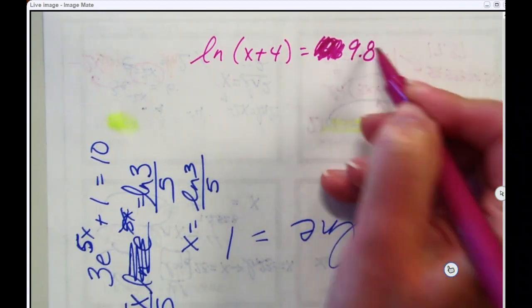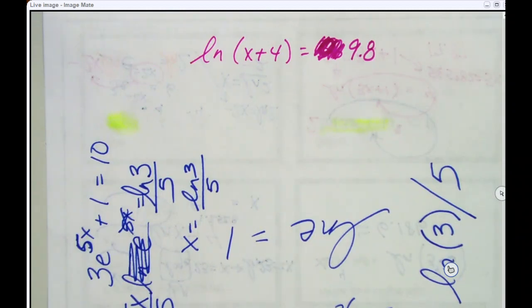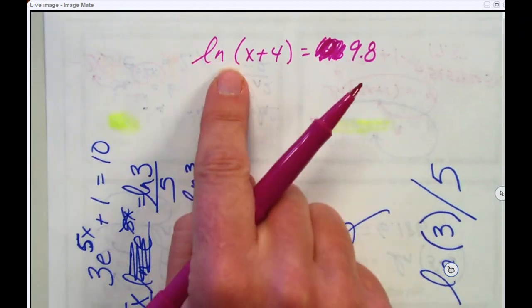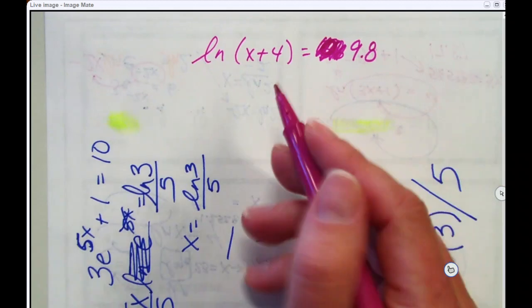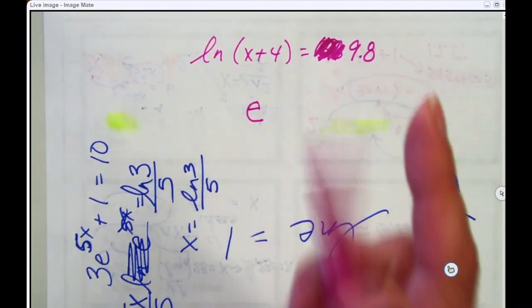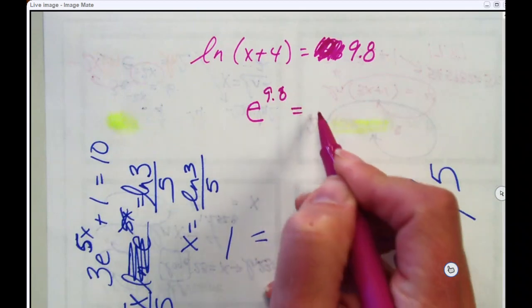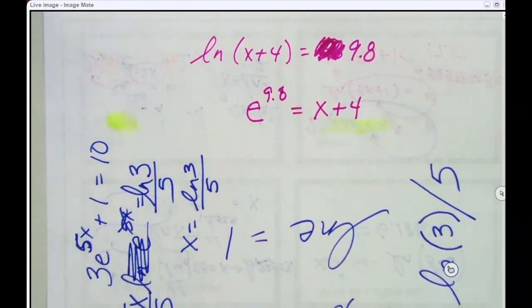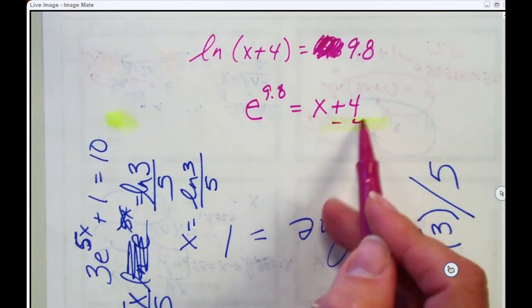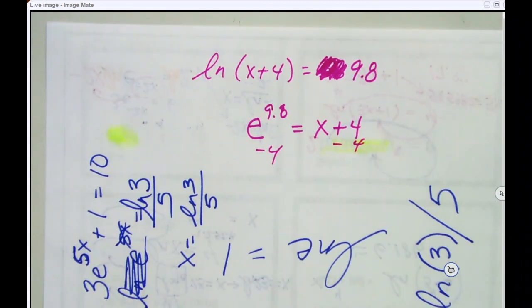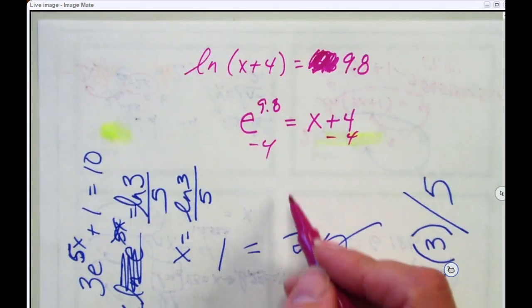Let's put 9.8. Okay, I have one logarithm. Whenever you have one logarithm, you're stuck. You know that you need to convert it to exponential form. So what's your base? E. Raised to the what? 9.8 equals x plus 4. You're going to grab your calculator. You're going to figure out what e to the 9.8 is. And then what are we going to do? Take away 4.